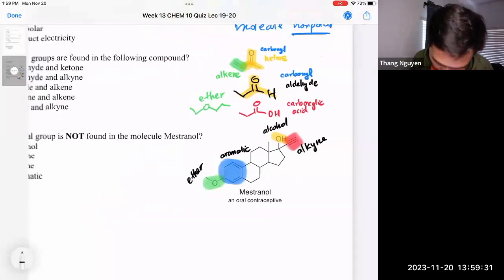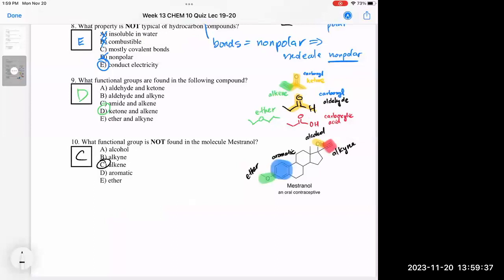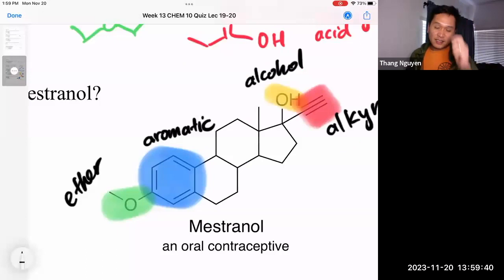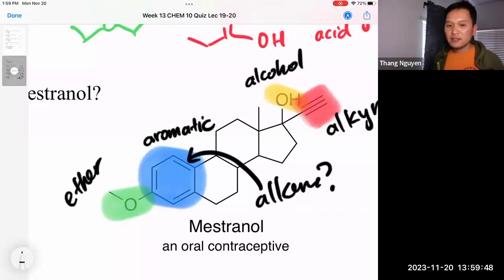Okay, so the answer would be C. Right? You don't see an alkene. This is what's tricky, right? Some people say, isn't that an alkene? Because an alkene is a carbon-carbon double bond. So maybe people might say that that's an alkene.